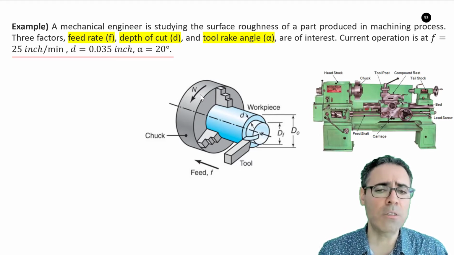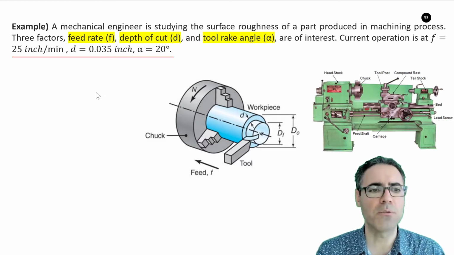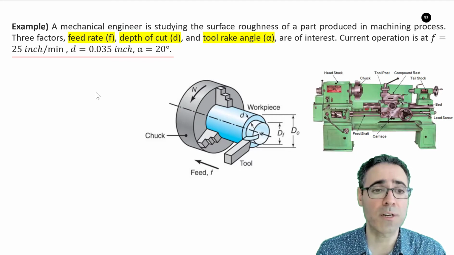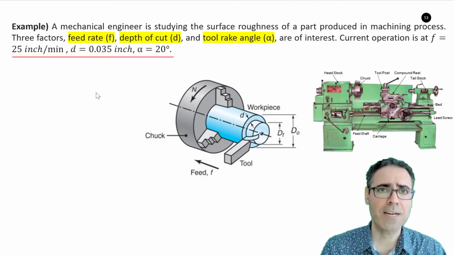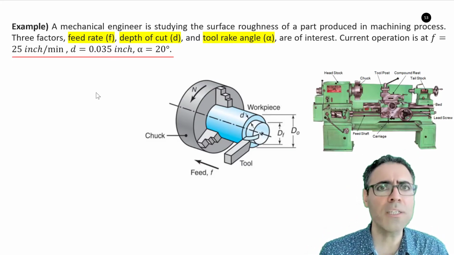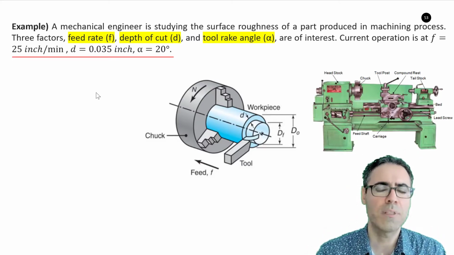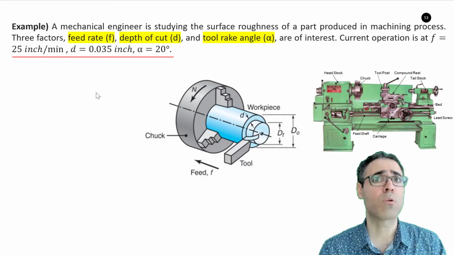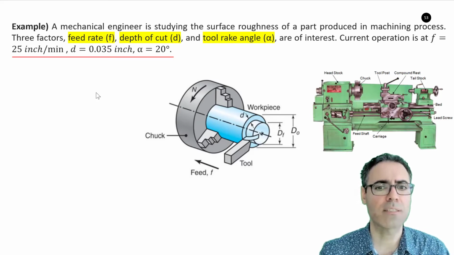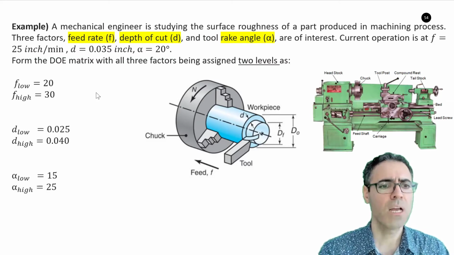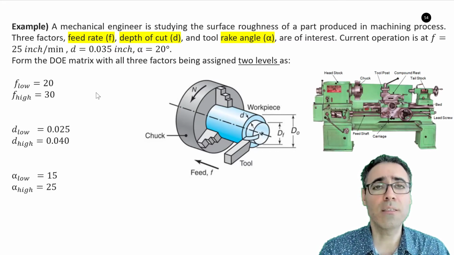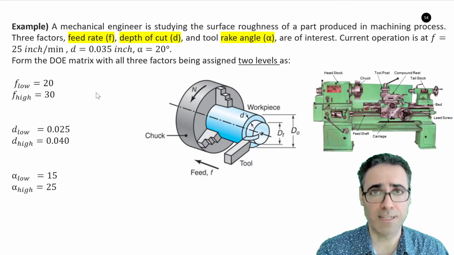Currently, they are doing this machining at these three values: the feed rate of 25, the depth of cut of 0.035 inches, and the rake angle of 20 degrees. These are the current parameters. We are interested to see if these values are optimum, or whether we should increase or decrease them to have a better surface roughness. So our goal in this example is to form a DOE matrix with two levels.